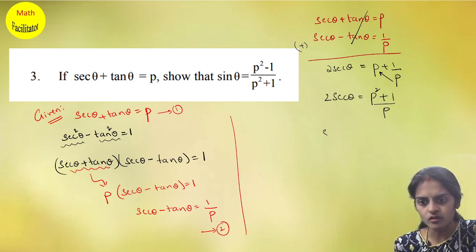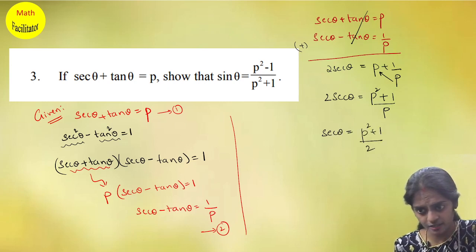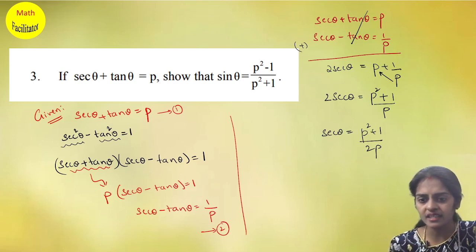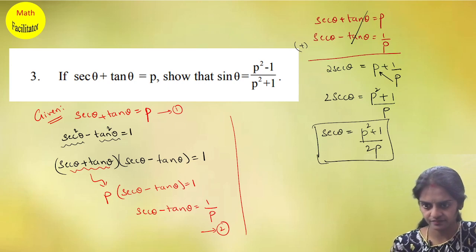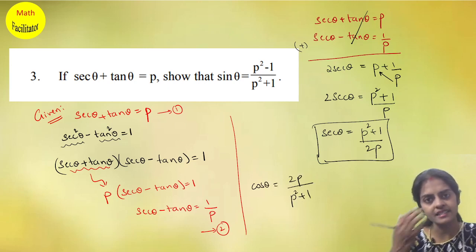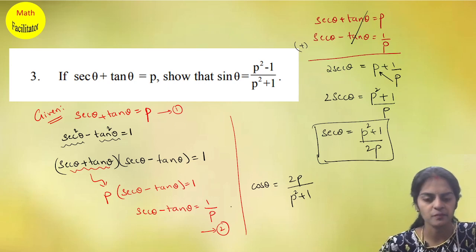And here I have 2. So 2 secant theta is this. So secant theta is P square plus 1 by 2P. Okay, so here I just got secant theta value. So one trigonometric ratio I got. From this I can also write cos theta is nothing but 2P by P square plus 1, since secant and cos are reciprocal of each other. Now, once you get cos value or secant value, you can use Pythagoras theorem and find the sine value. This is one method.